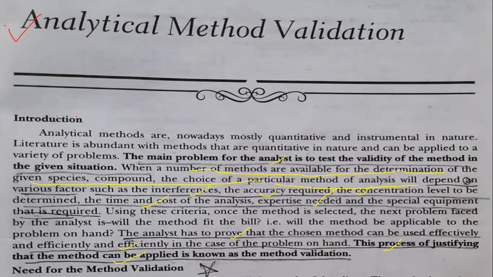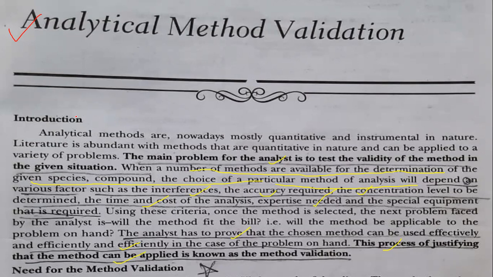Okay, so for a given species or compound, the choice of a particular method in the analysis depends upon different factors like interferences, accuracy, concentration level, then time, cost of analysis, expertise, and special equipment that is required for the analysis. Okay, so the analyst has to prove that the chosen method can be used effectively and efficiently.